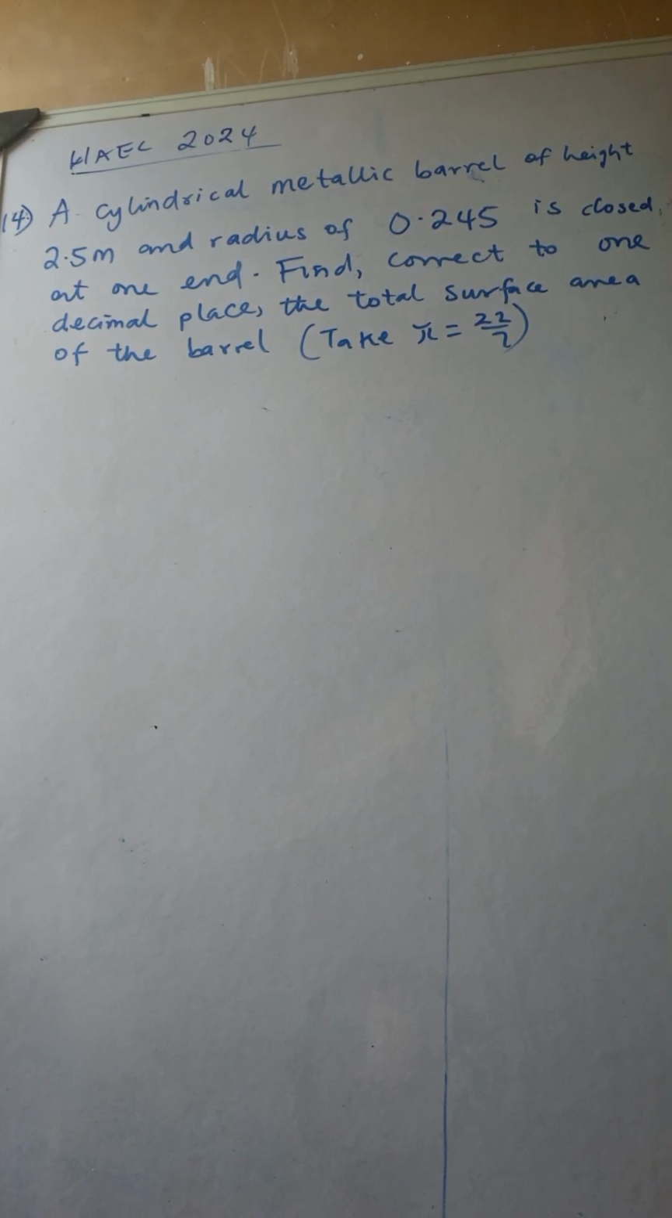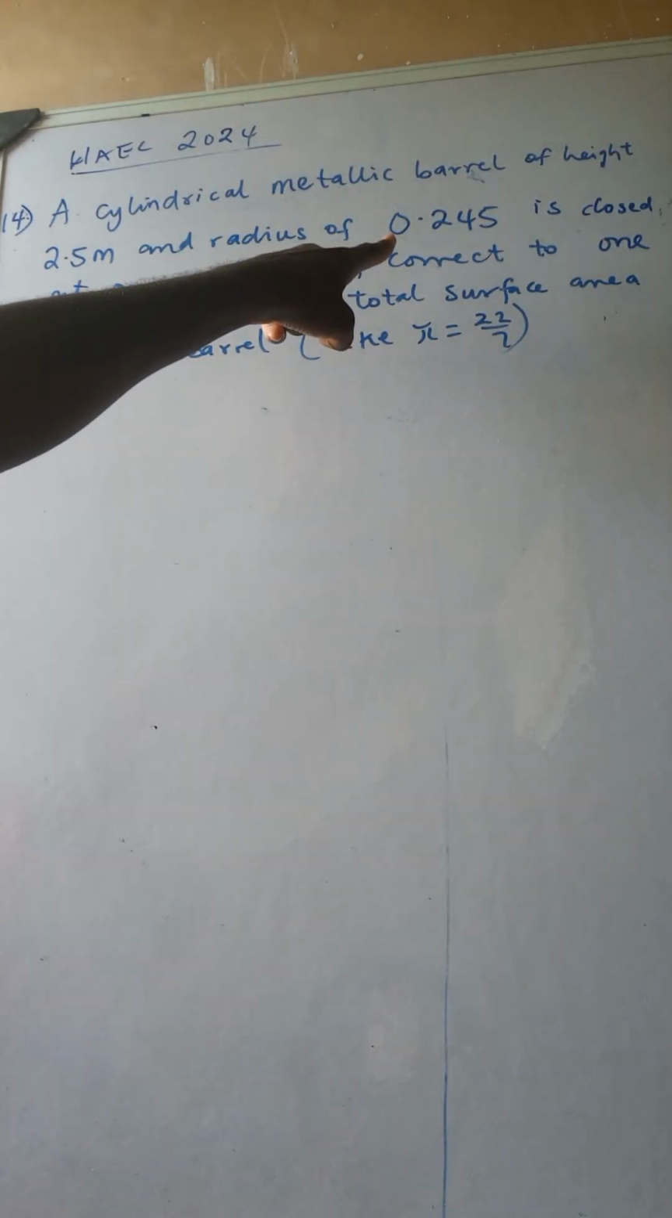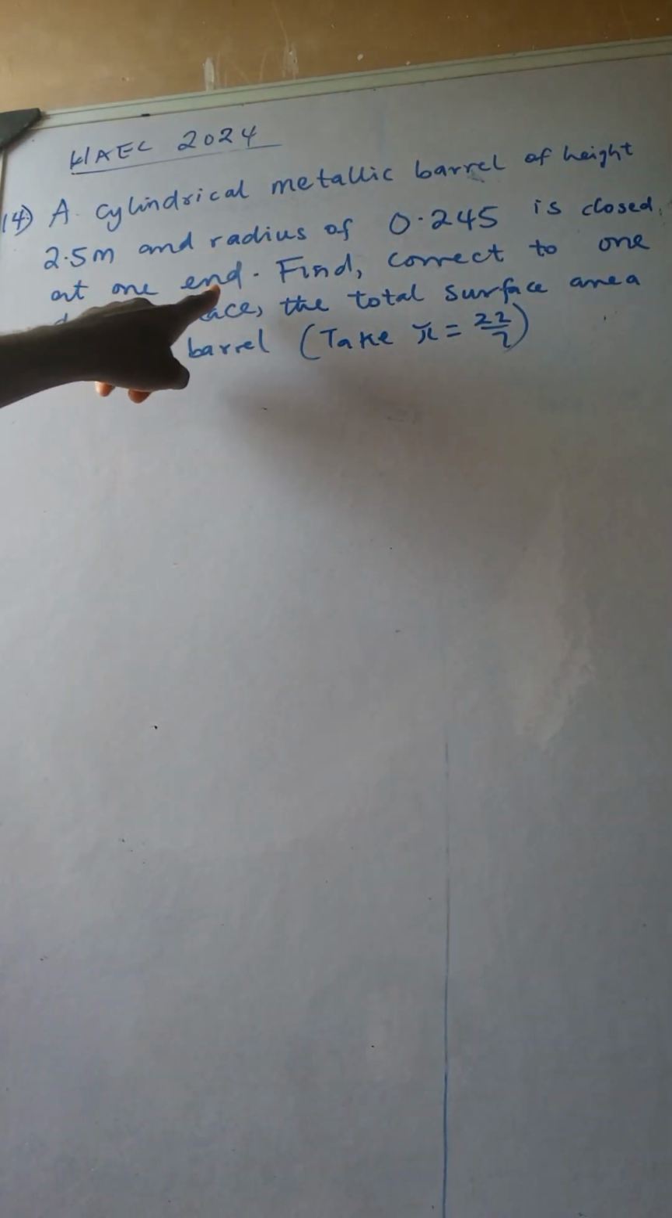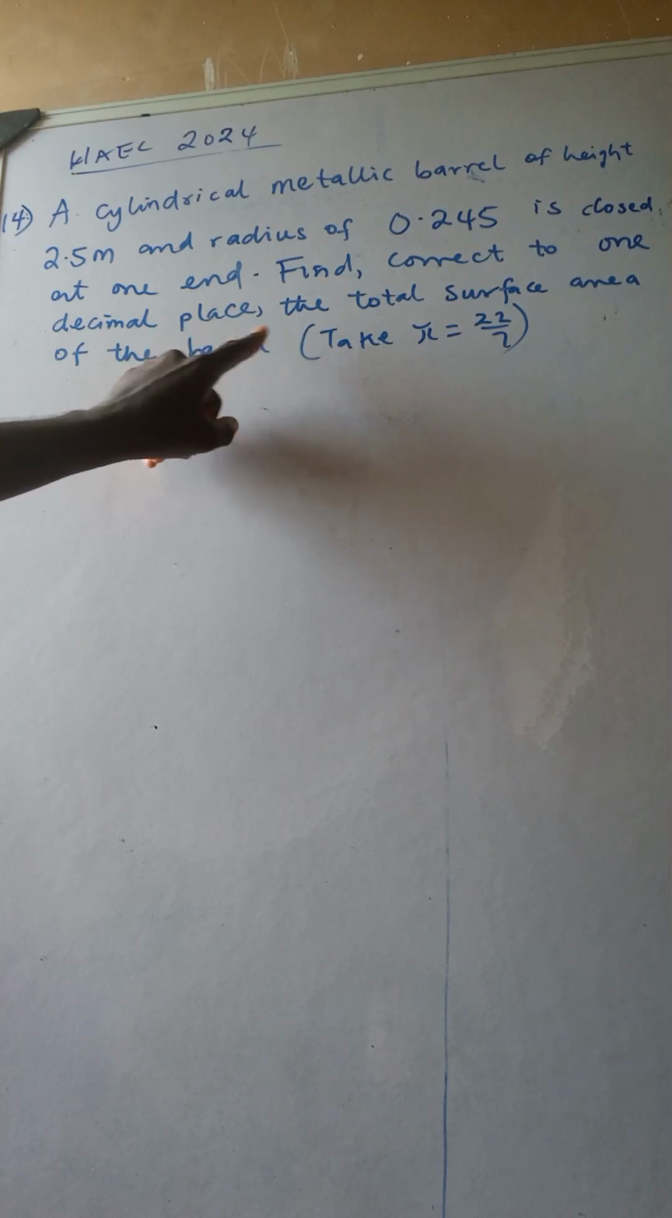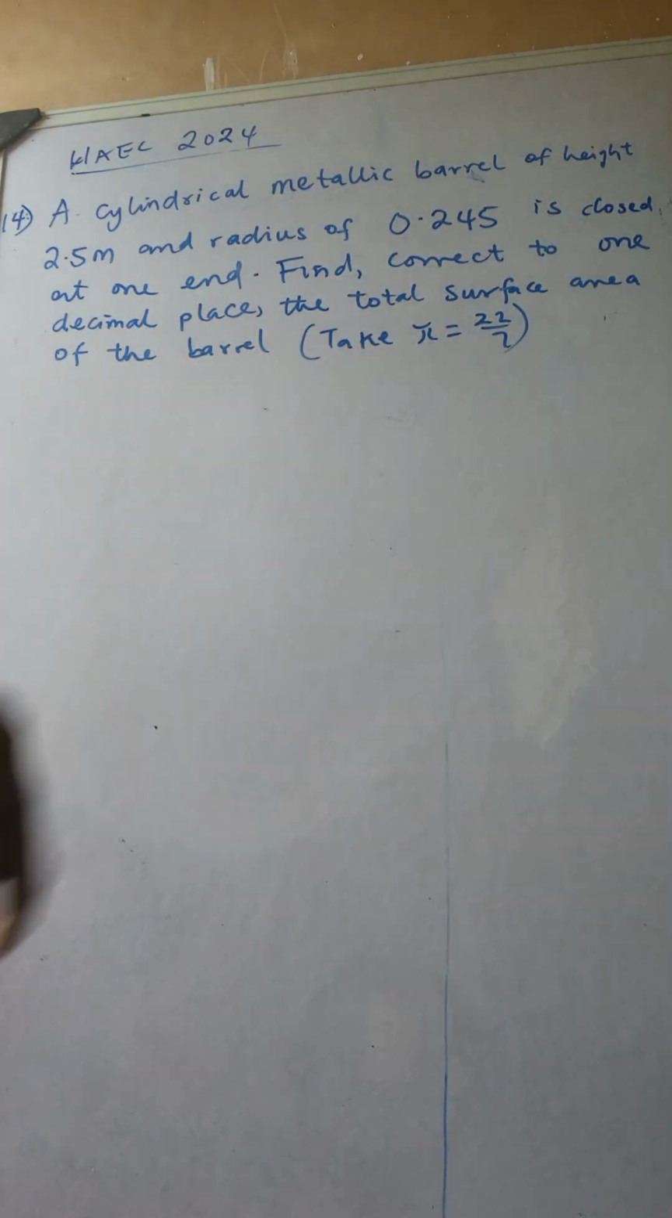WAEC Maths question number 14. A cylindrical metallic barrel of height 2.5 and radius of 0.245 is closed at one end. Find, correct to one decimal place, the total surface area of the barrel.